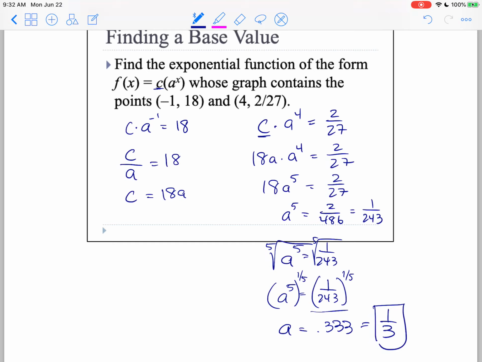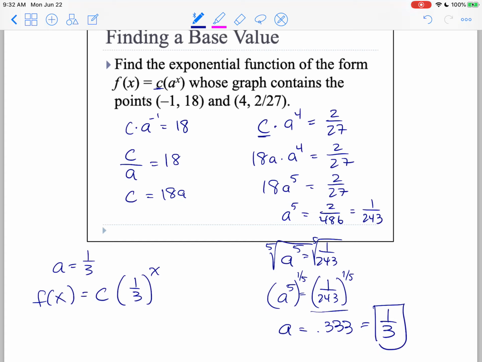Okay, and on your calculator you can hit math. Fraction is the first option, math frac, and it will take your previous answer and turn it into a fraction, which in this case it turns it into 1/3. So I have my A value. A is 1/3. So now that means that my function is f of x equals c times 1/3 to the x power.